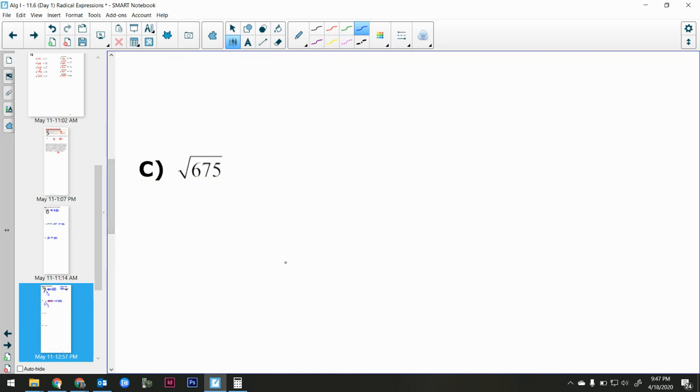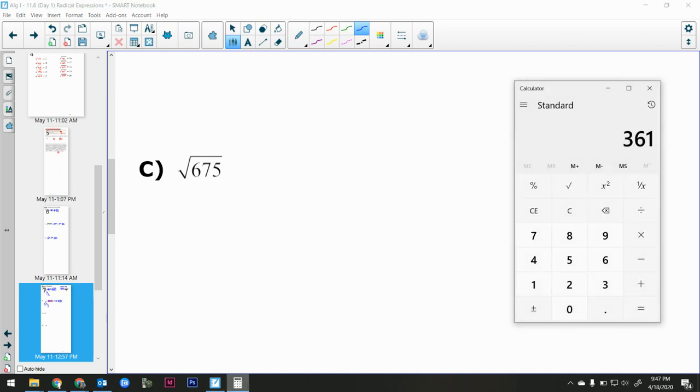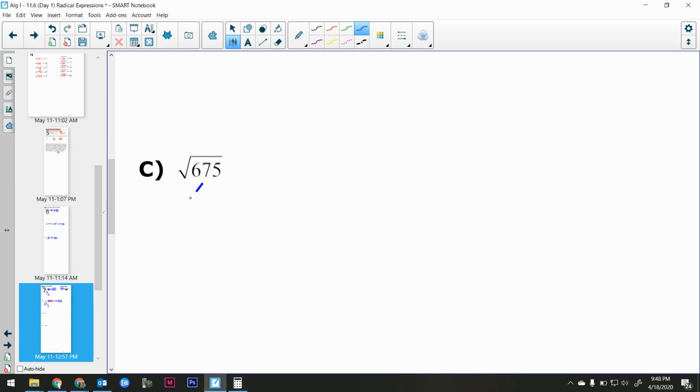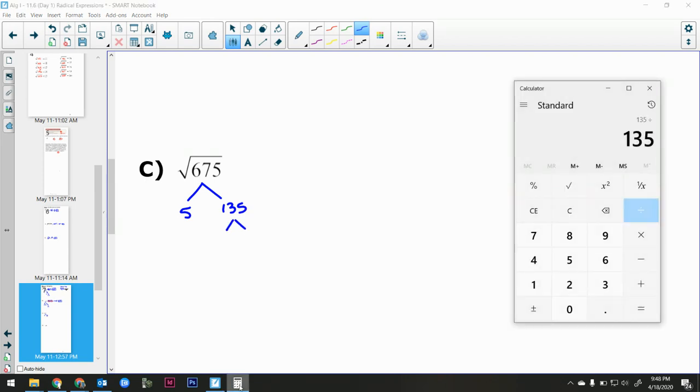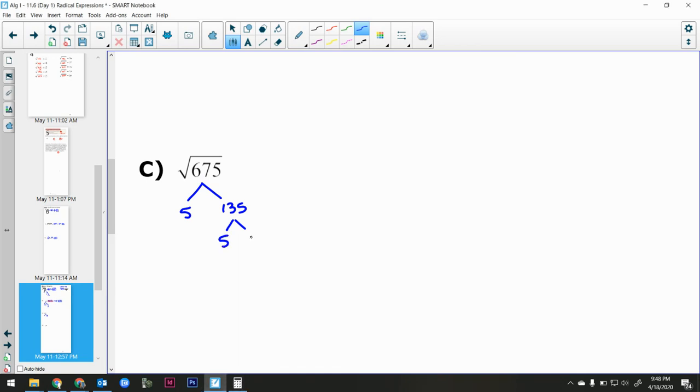Let's take a look at 675. I'm going to have to break down 675. I see it's divisible by 5, so let's go there. 135. So this is a 5, and that's prime, and a 135. I see that that's still divisible by 5. Okay, so let's check that again. Let's divide that by 5 again. 27. 5 times 27. 27 is 3 times 9, and then 9 is 3 times 3. So this simplifies down into, we've got 3 3s and 2 5s.